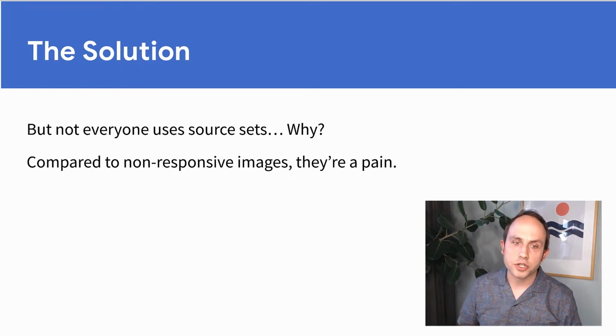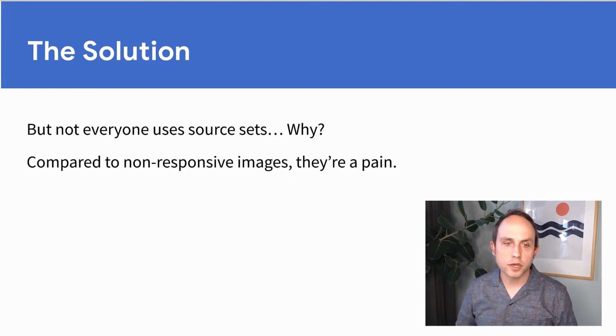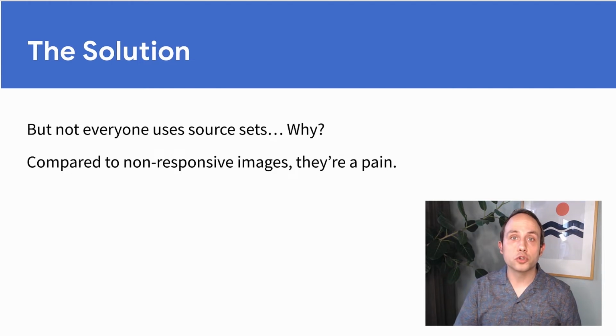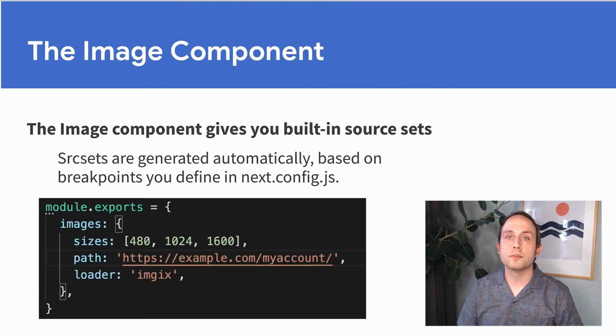So that combination of it being a problem that can cause major performance issues, having a good solution to the problem, and yet also having a lot of people not use it, made it seem like sort of the perfect thing to include in the image component. And so that's exactly what we did. We made it so that when you use the image component, you get a source set for each image out of the box without you having to include any properties beyond what you would normally include on an image element.